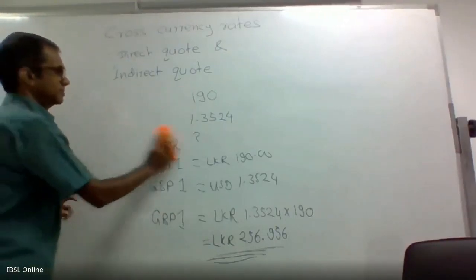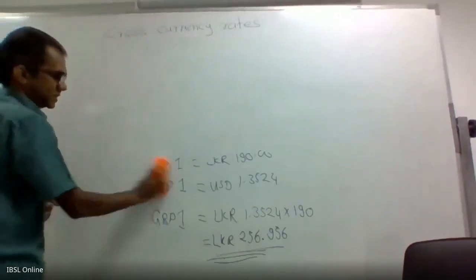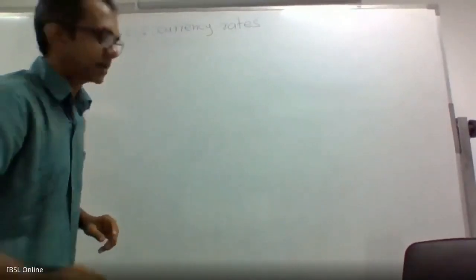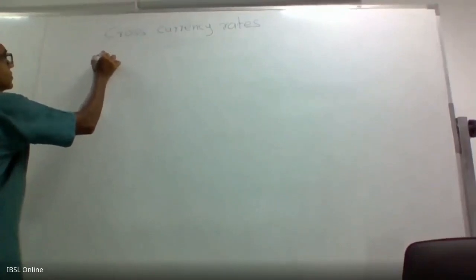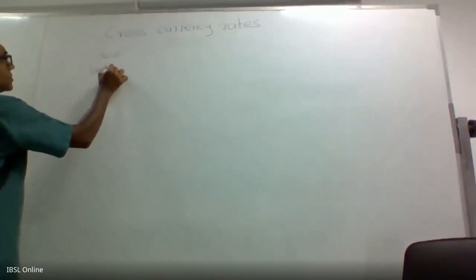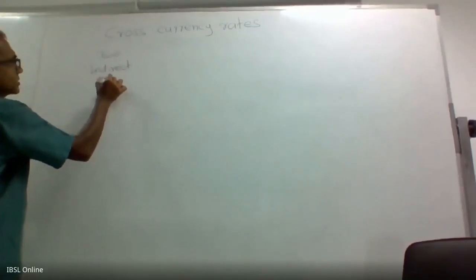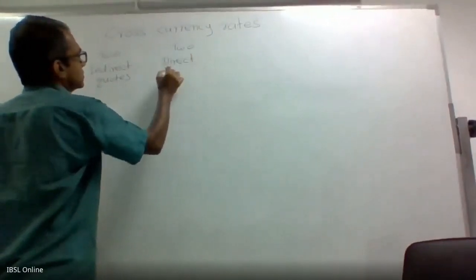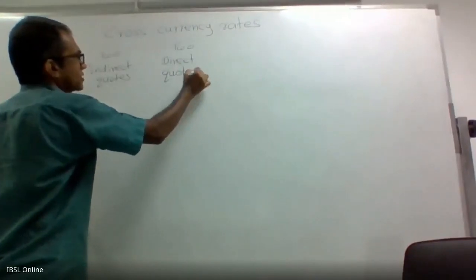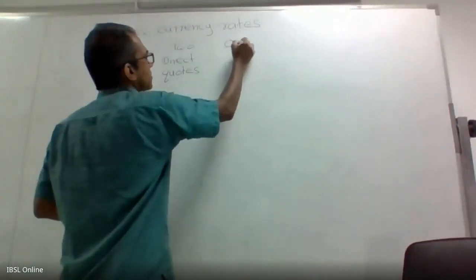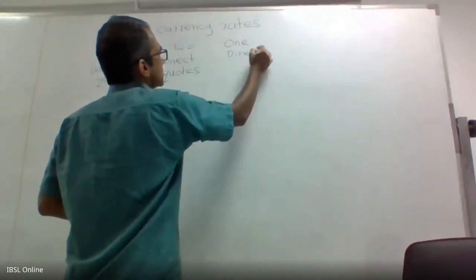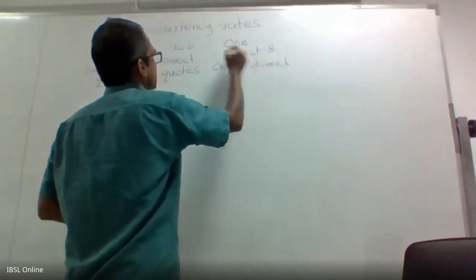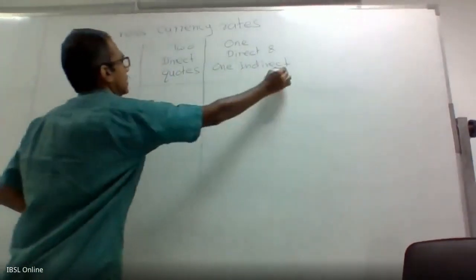So we discussed 3 scenarios. Just to summarize: two indirect quotes, two direct quotes, and one direct and one indirect. How do you calculate the cross rates?